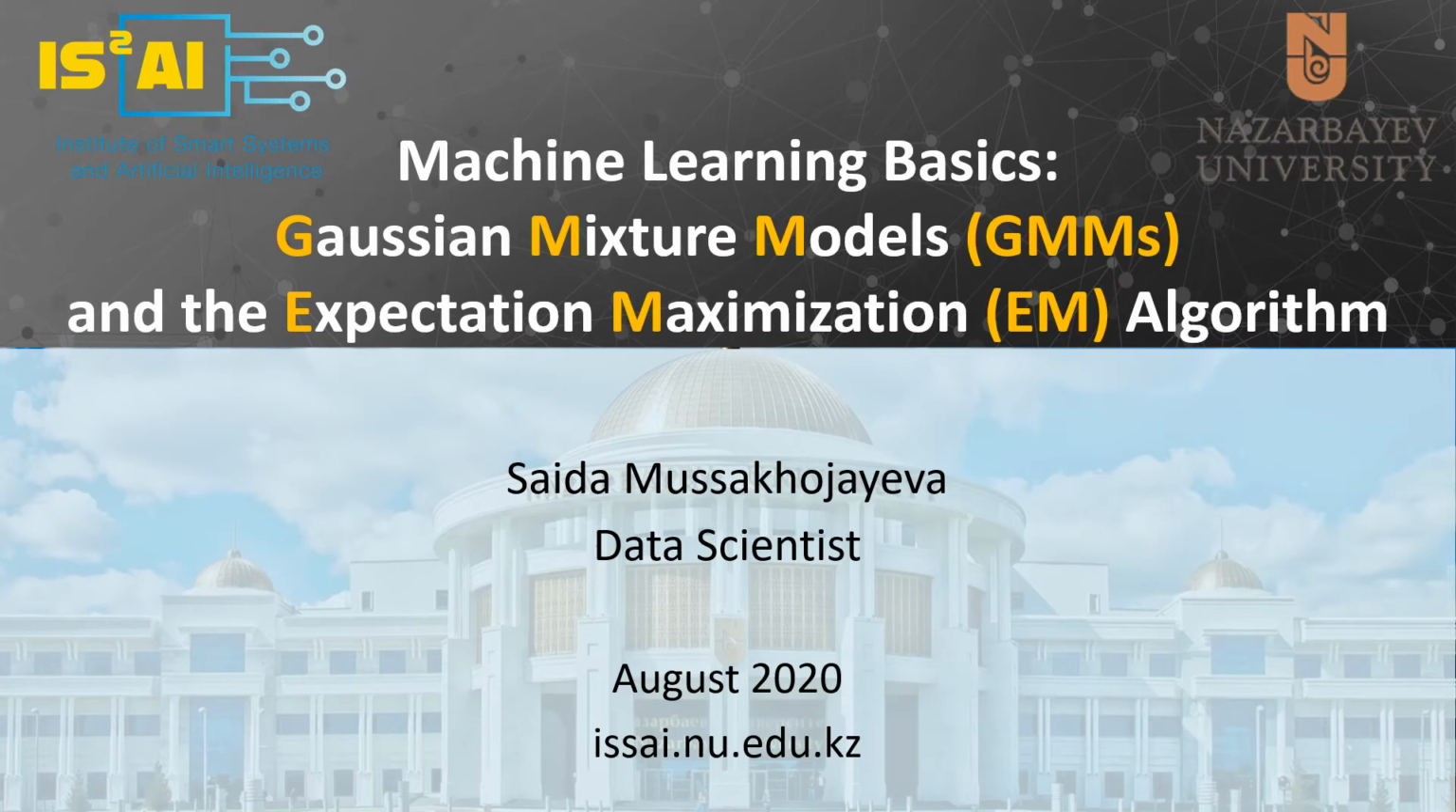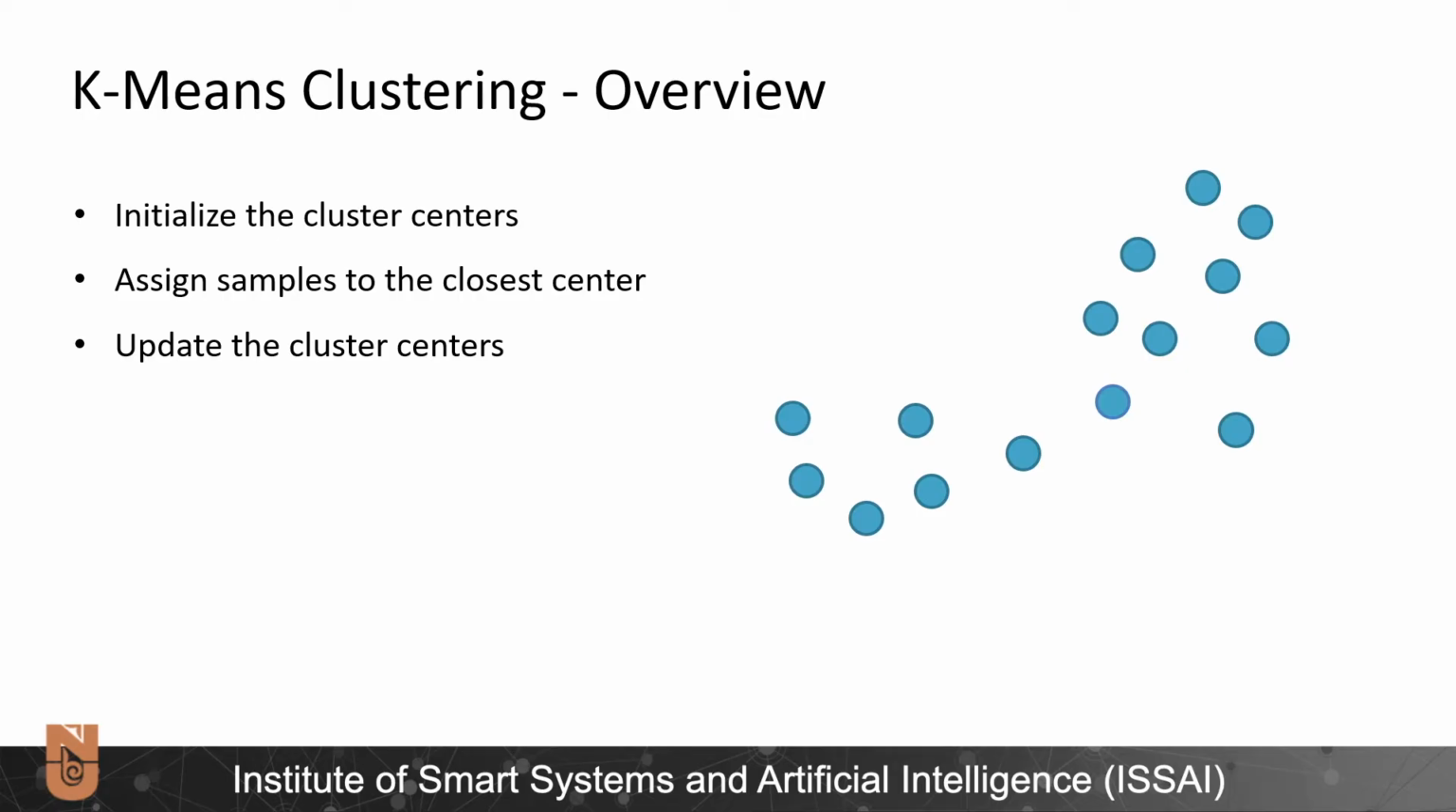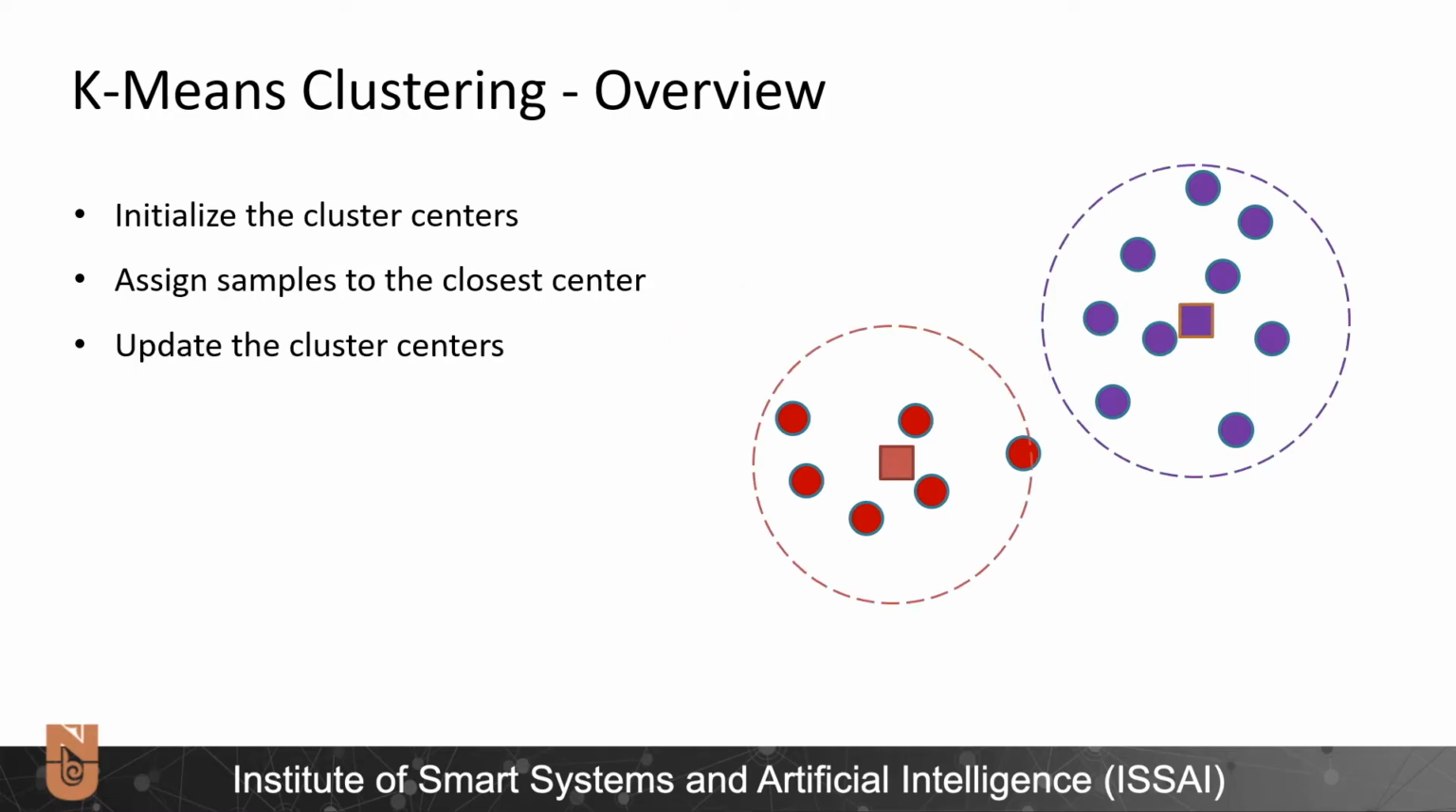Today I'm going to cover Gaussian mixture models and the expectation maximization algorithm. Let's first recap how k-means clustering works. First, we initialize cluster centers, then assign all the samples to the closest center, after which we update the cluster centers. We keep repeating the steps of assigning and updating until we reach convergence.